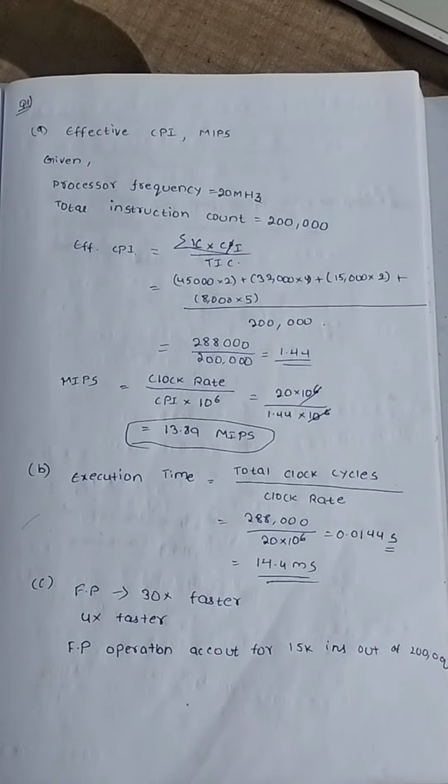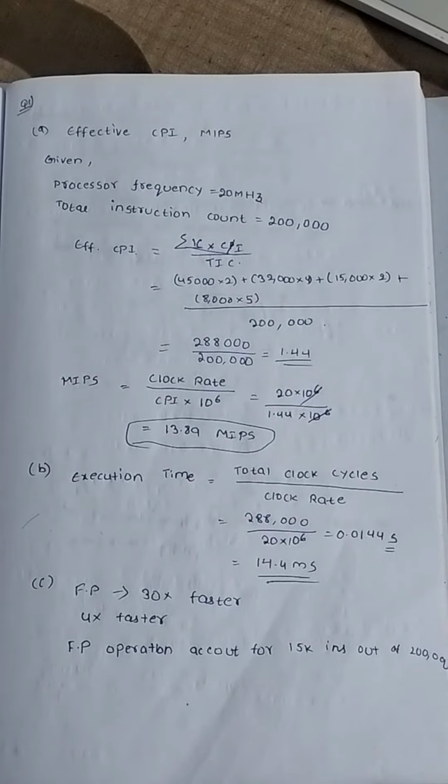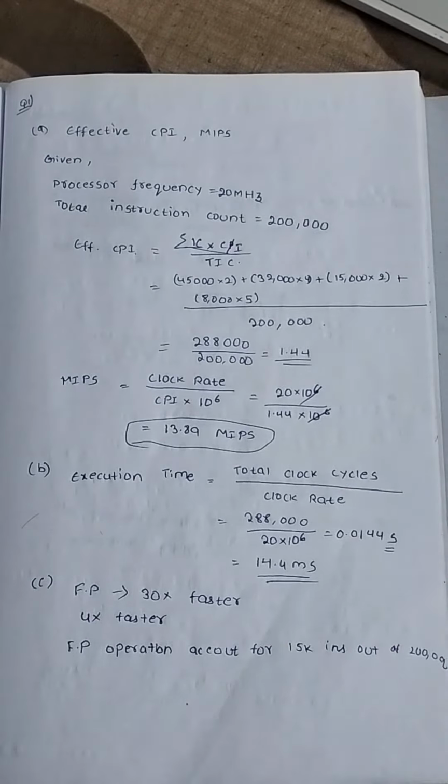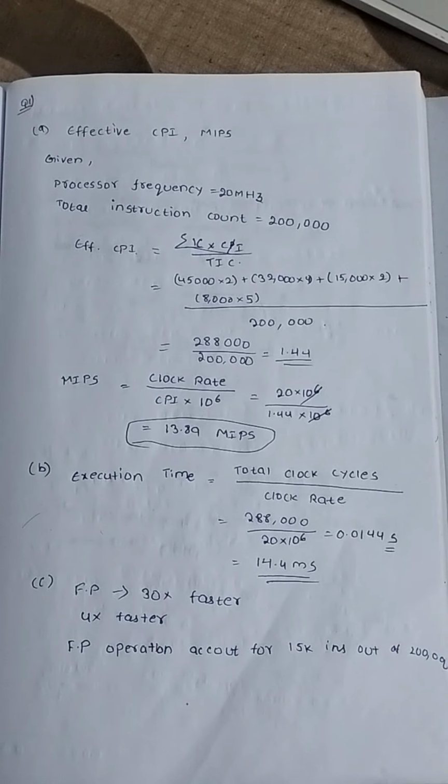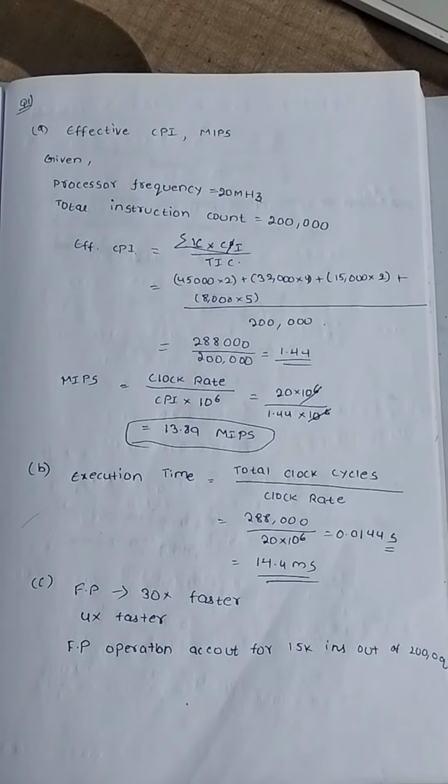Now, what are the given terms? Given processor frequency is 20 megahertz, total instruction count is 200,000. Okay, it is clear for everyone as of now. Next, what we need to do? We have to determine the effective CPI, right? So how to find the effective CPI is our first question.